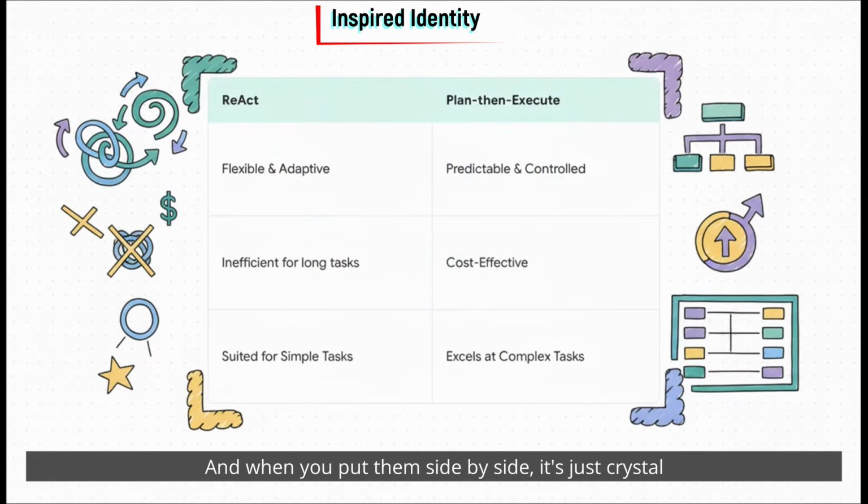And when you put them side by side, it's just crystal clear. ReAct is all about being flexible and adaptive in the moment. Plan-then-execute is all about being predictable and controlled. By making the whole plan up front, you know exactly what the agent is going to do, and this can be way more cost-effective too. Think about it. You can use your big, expensive, super smart model just once to make the plan, and then let a cheaper, faster model handle the execution.